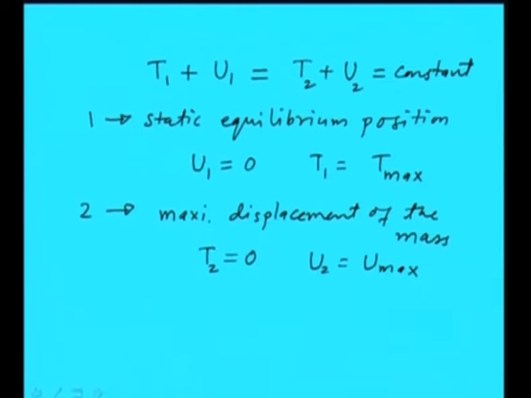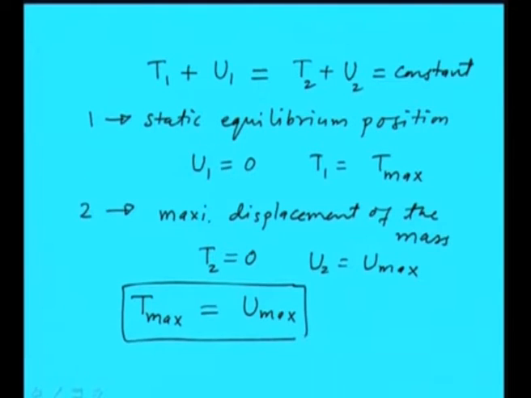So, basically through this we are able to say that if we equate the maximum kinetic energy and the maximum potential energy of the system, this will give us the natural frequency of the system directly. This particular method we will see through a small example of a spring mass system, in which we will calculate the maximum kinetic energy and maximum potential energy of the system, and we will equate them to get the natural frequency of the system.